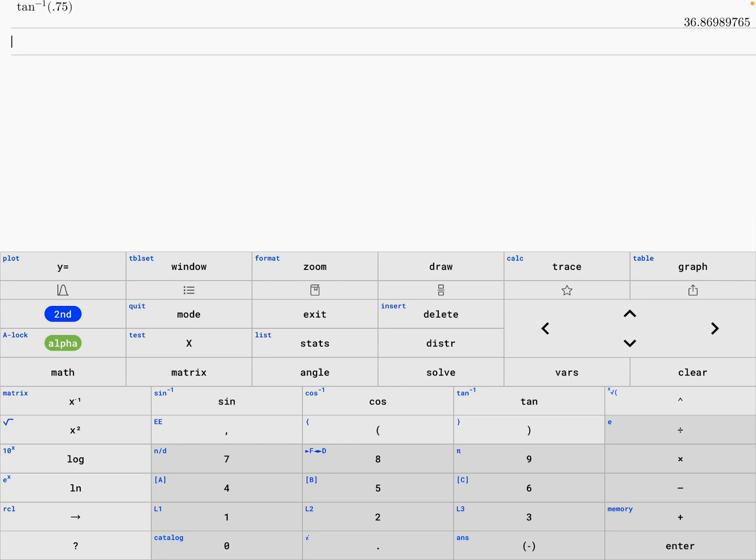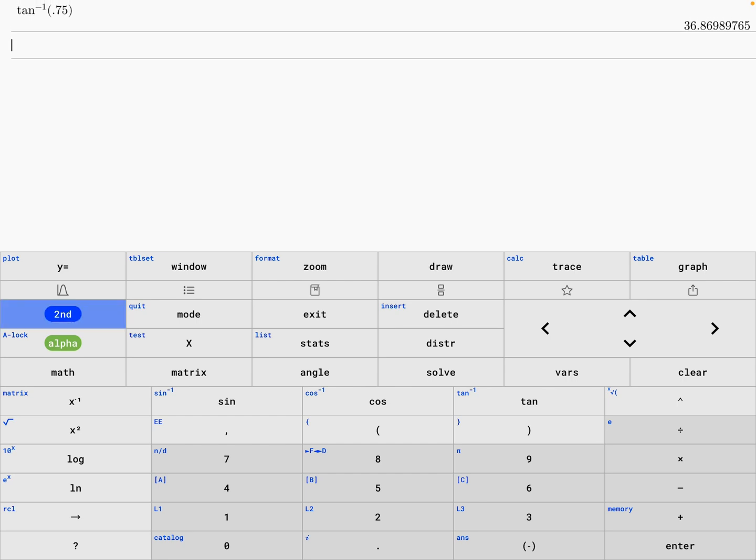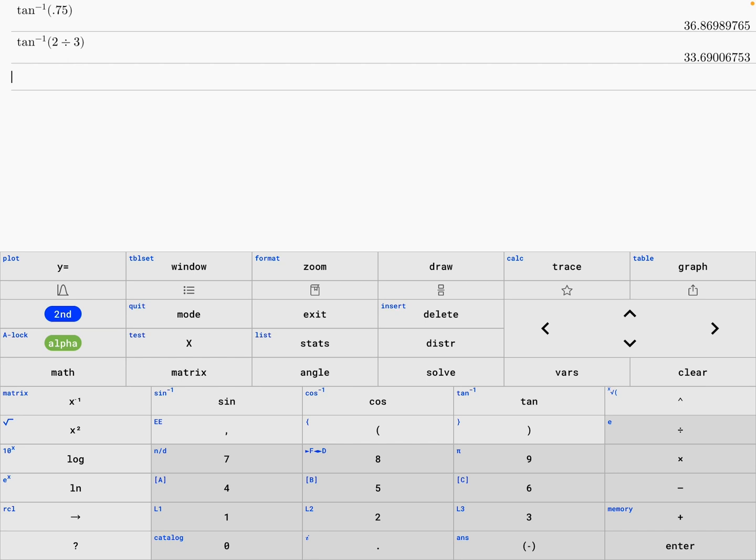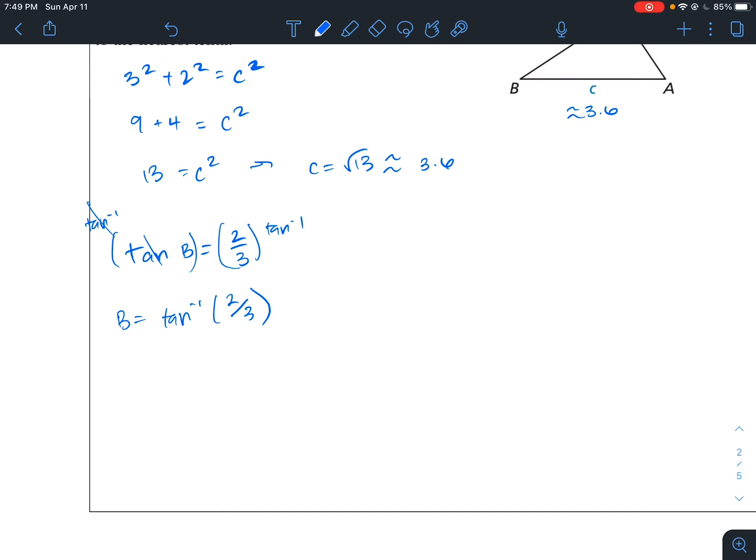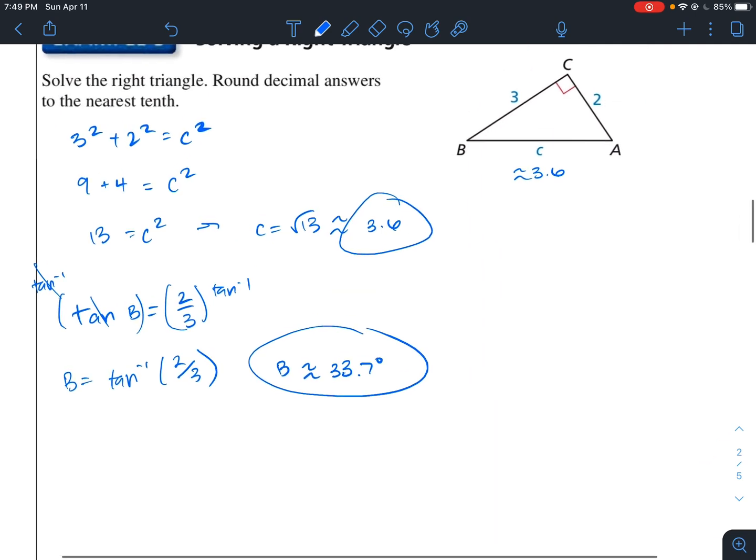So if we come here, we do tangent inverse of 2 divided by 3, and I get 33.7. I can round that. So I'll say that angle B is equal to about 33.7 degrees. So this angle is about 33.7 degrees.